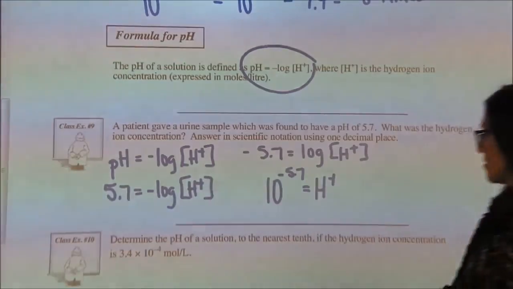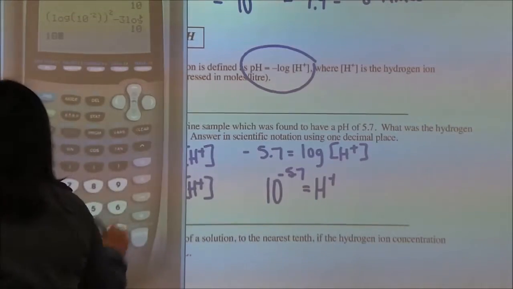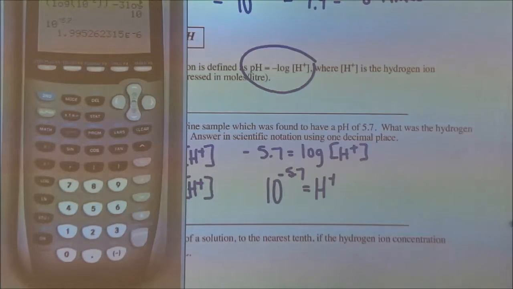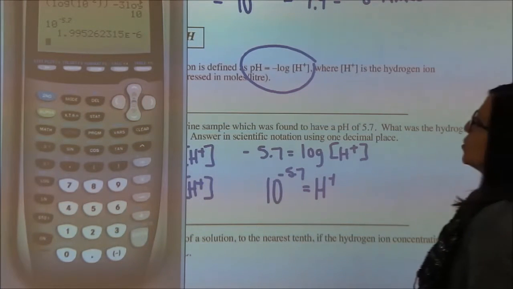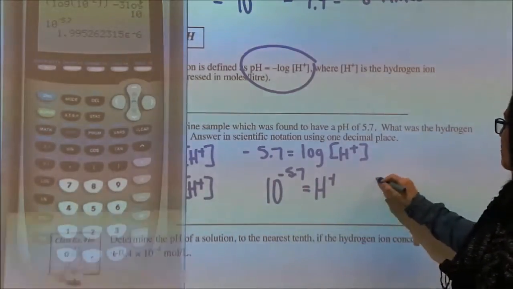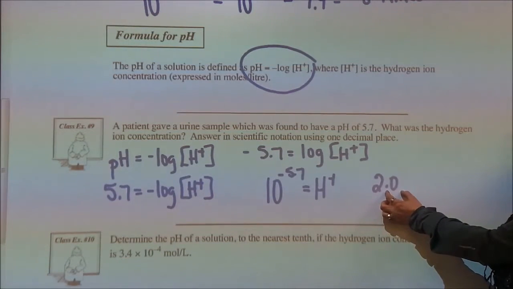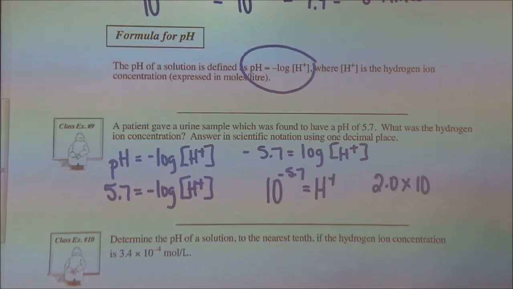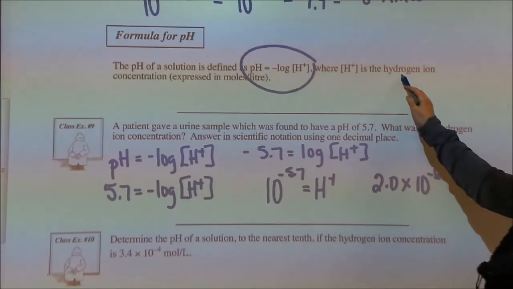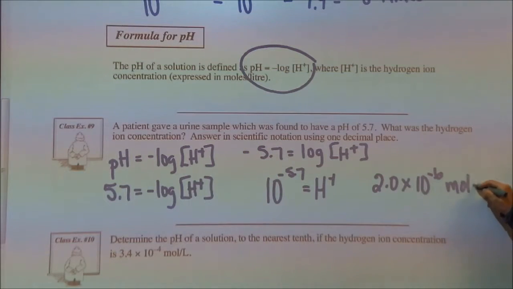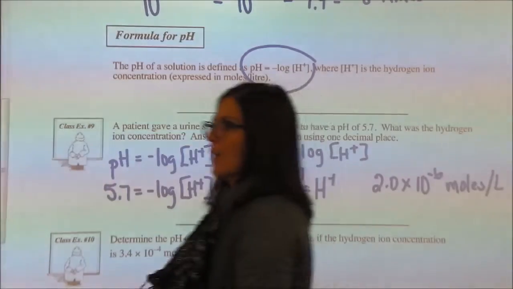So if I do that on my calculator, 10 to the power of negative 5.7. And my calculator nicely puts it into scientific notation for me. To 1 decimal place, what would this base number become? 2.0. Because it says 1 decimal place, I have to put the 0.0 in there. And then times 10 to the power of what? Negative 6. And what are my units? So the hydrogen ion concentration is expressed in moles per liter. For some of you, chemistry is all coming back.